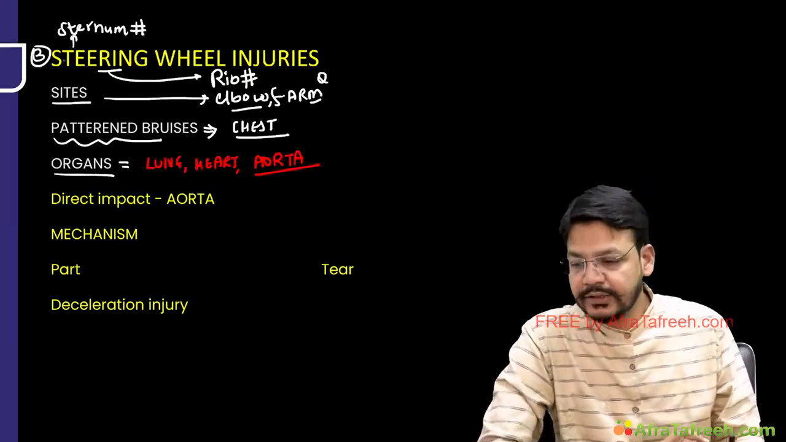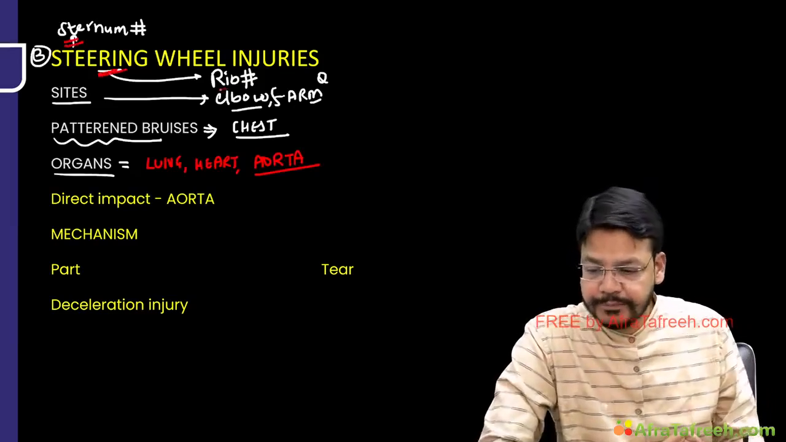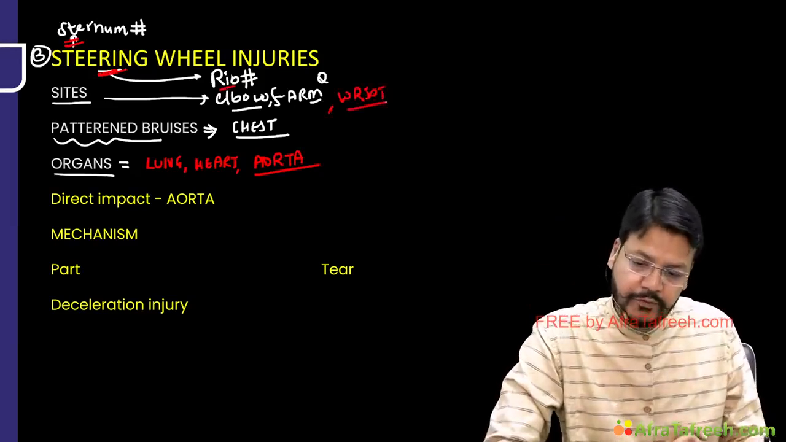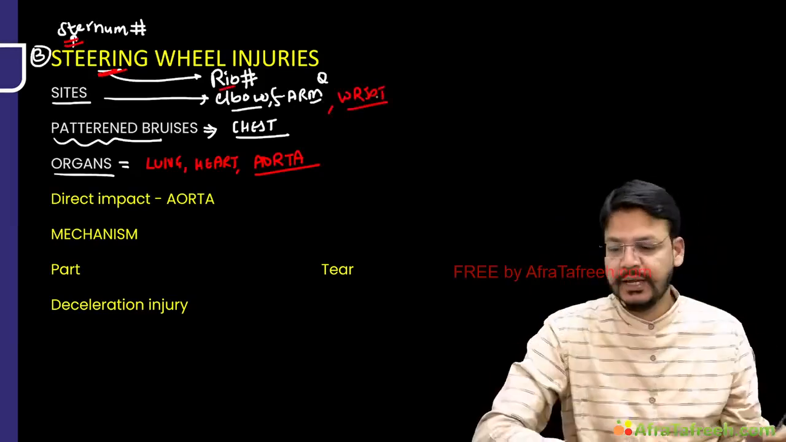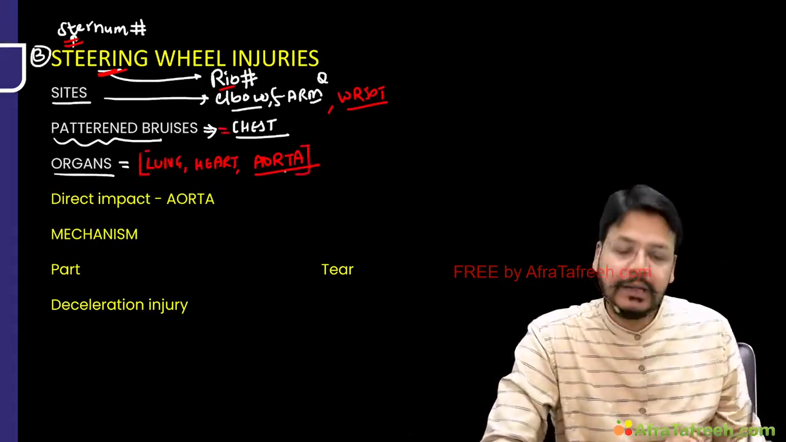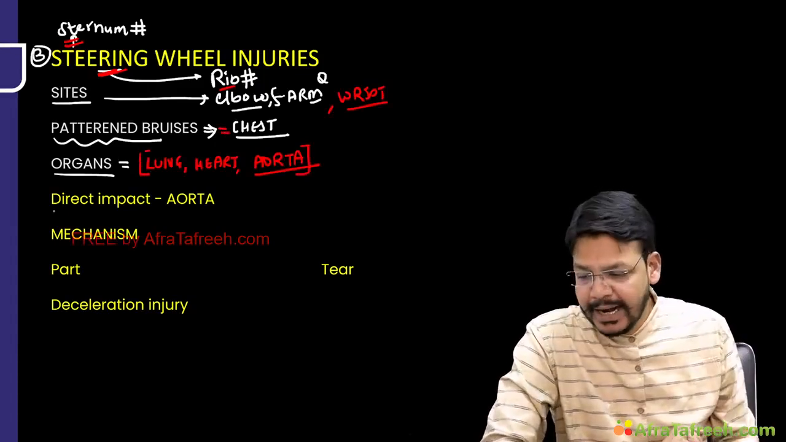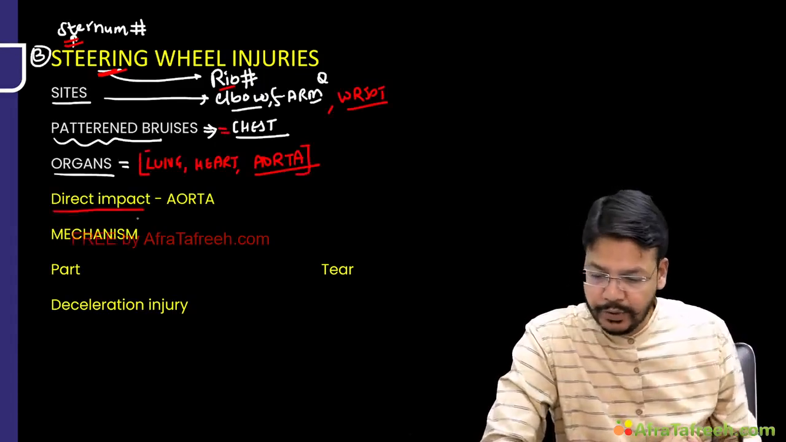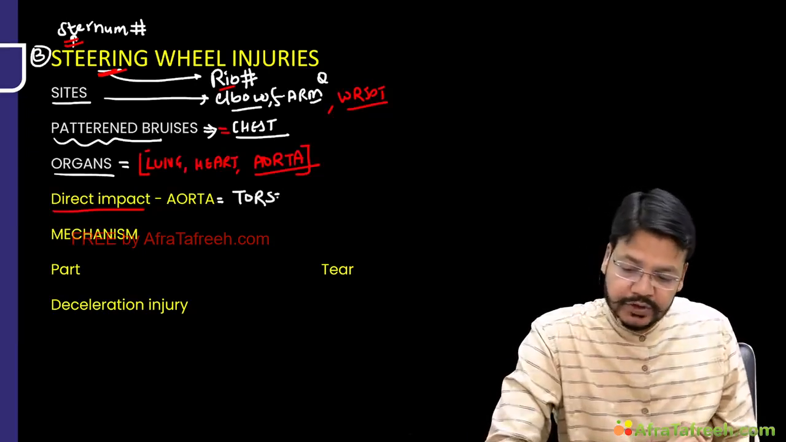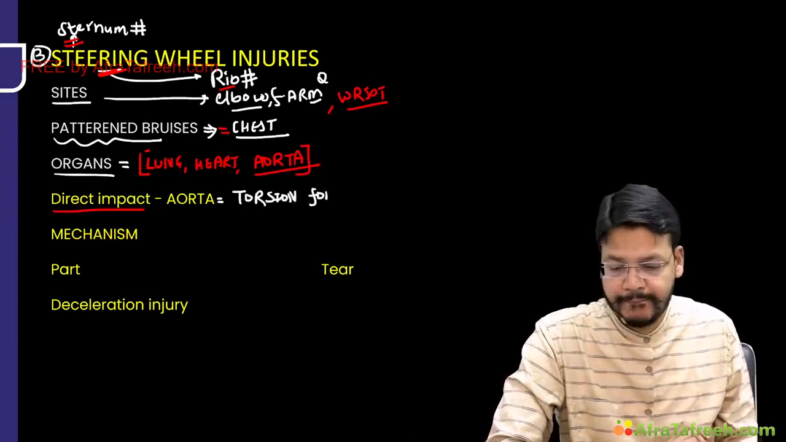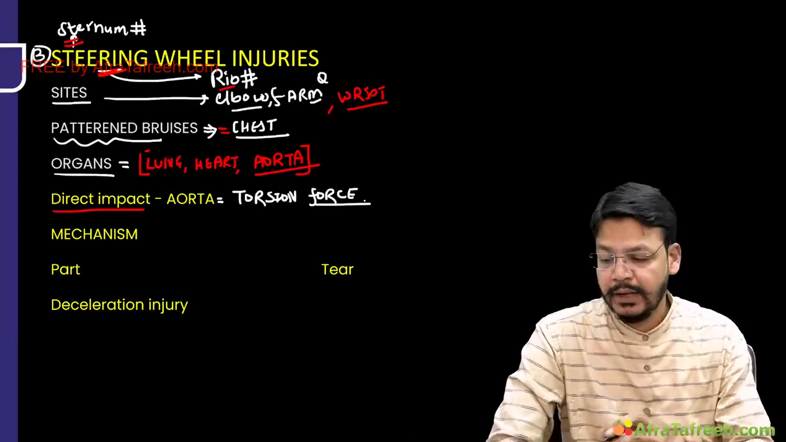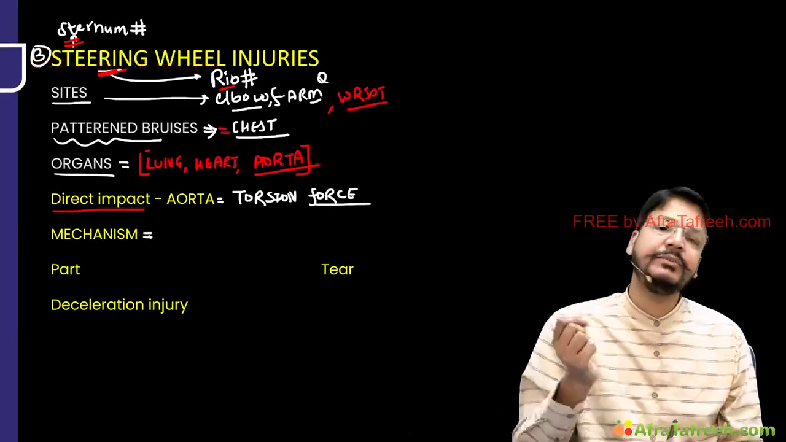So ST, steering, sternum, ribs, it's a fracture of elbow, forearm, and wrist. Steering: pattern bruises on the chest and organs involved are lung, heart, and aorta. Very, very important. My dear friend, direct impact on aorta will cause the torsion force. This mechanism is torsion force.